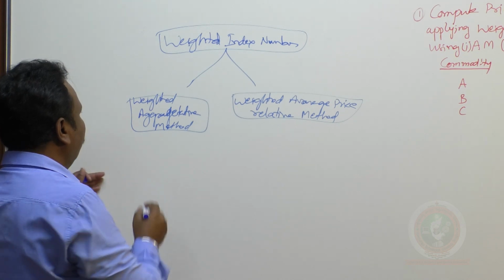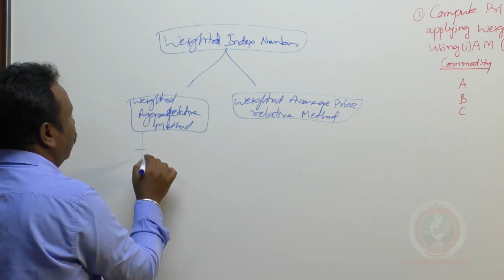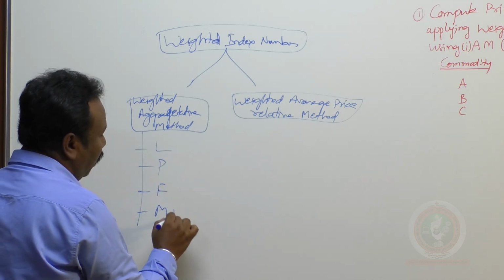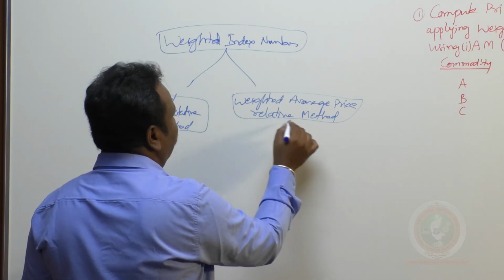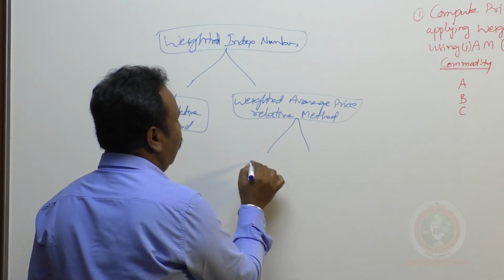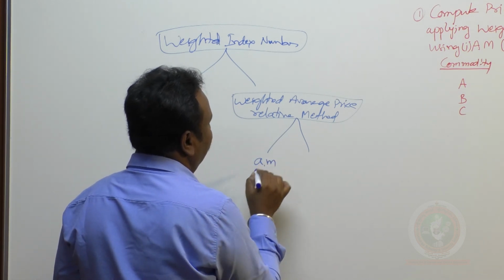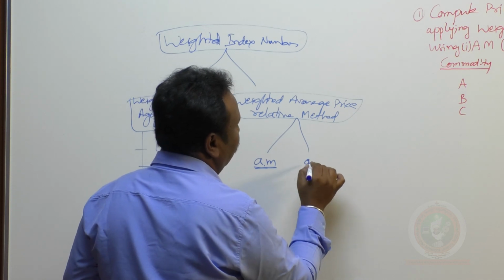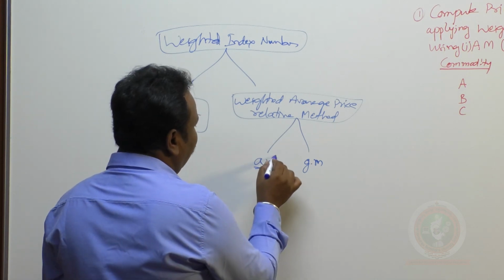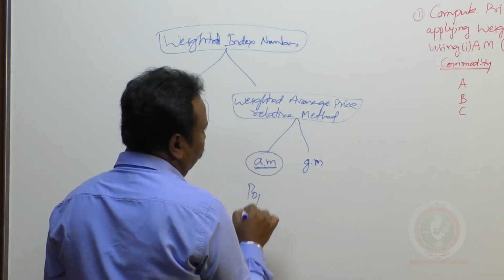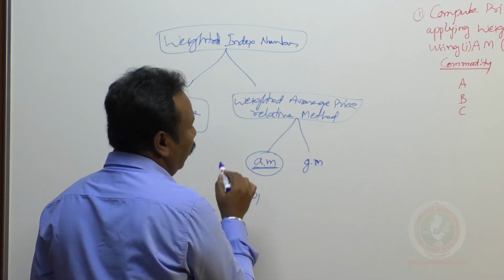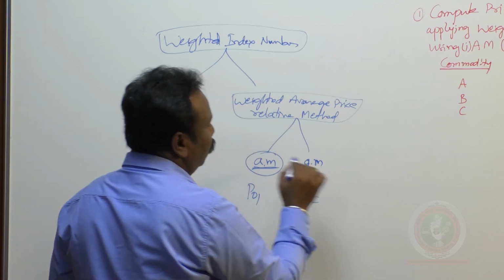In the previous session we discussed the weighted aggregative method, under which there were various methods: Laspeyres, Paasche, Fisher index and Marshall-Edgeworth method. Now, in the weighted average price relatives method, there are two methods: arithmetic mean basis and geometric mean basis. Here we calculate P01, the index number under the weighted average price relatives methods.